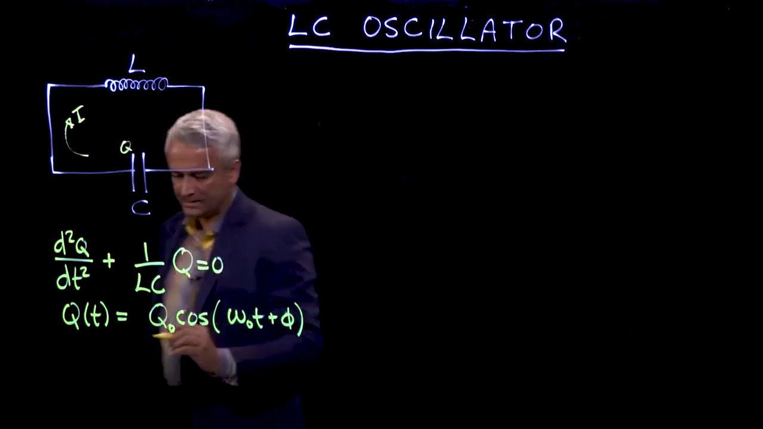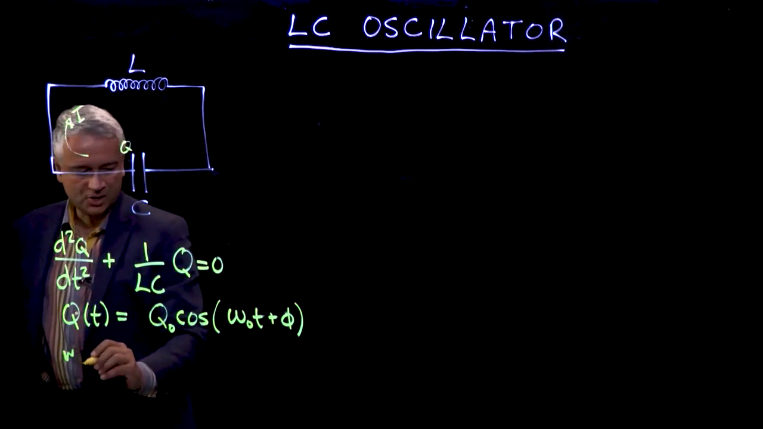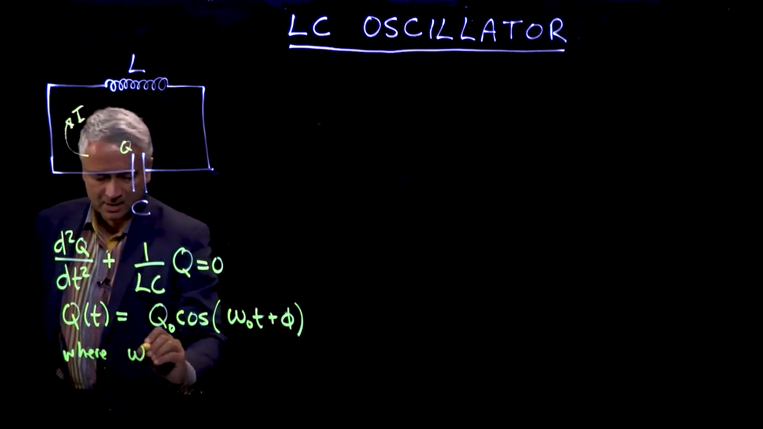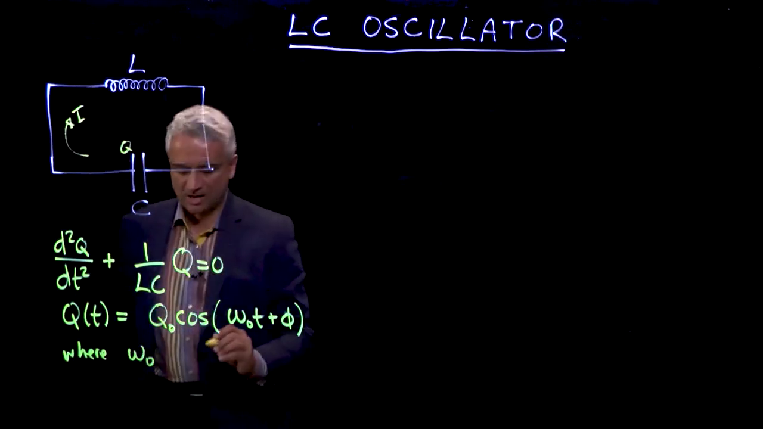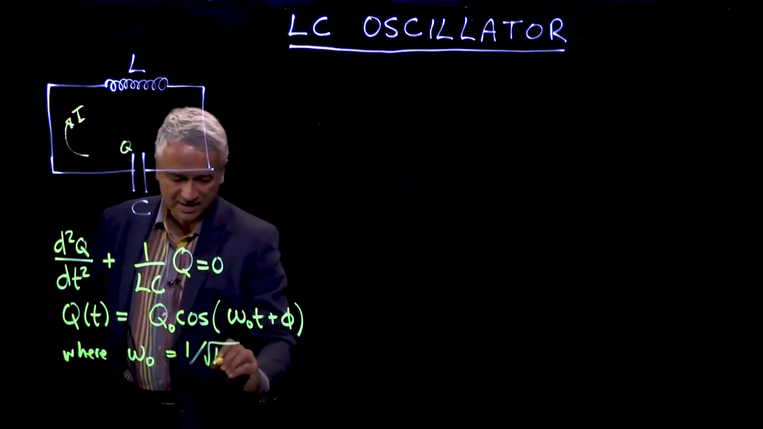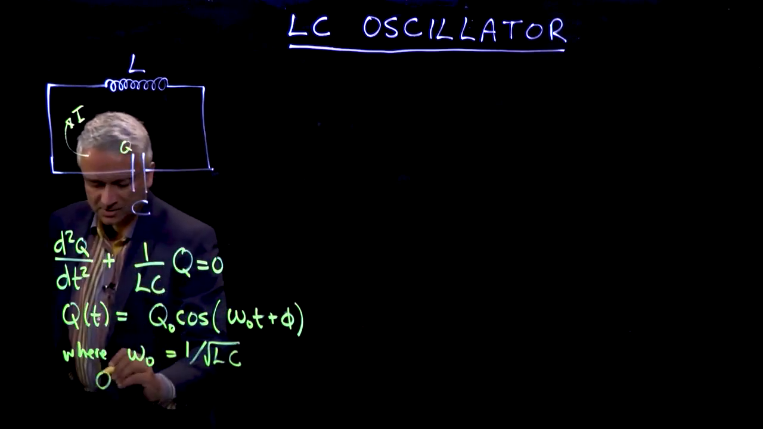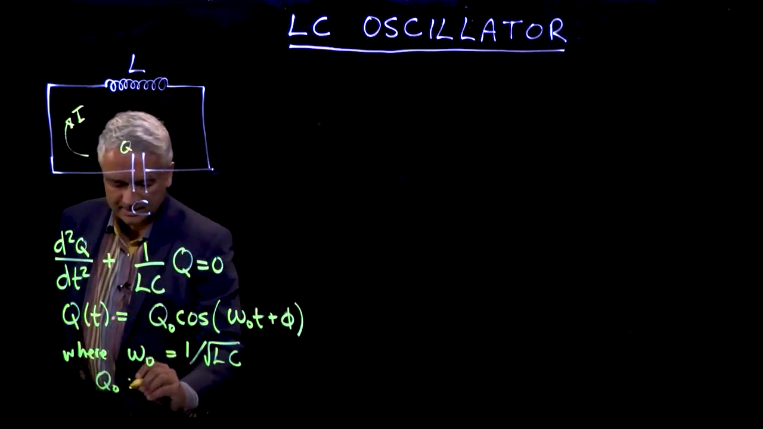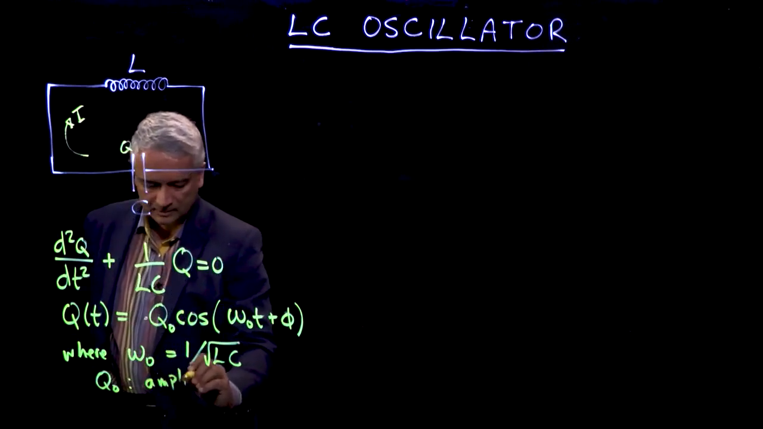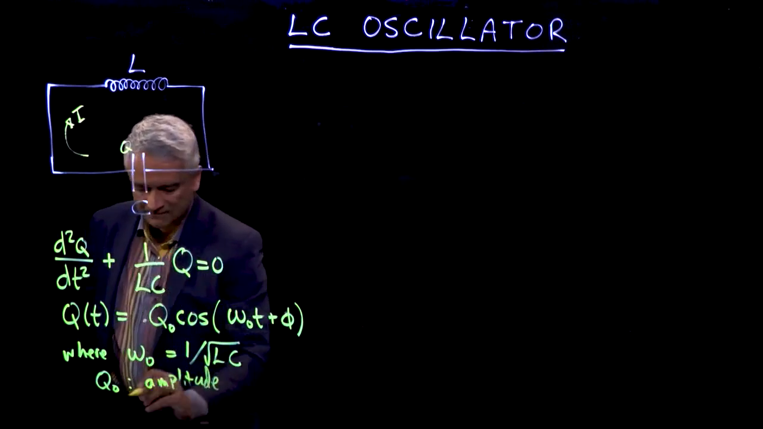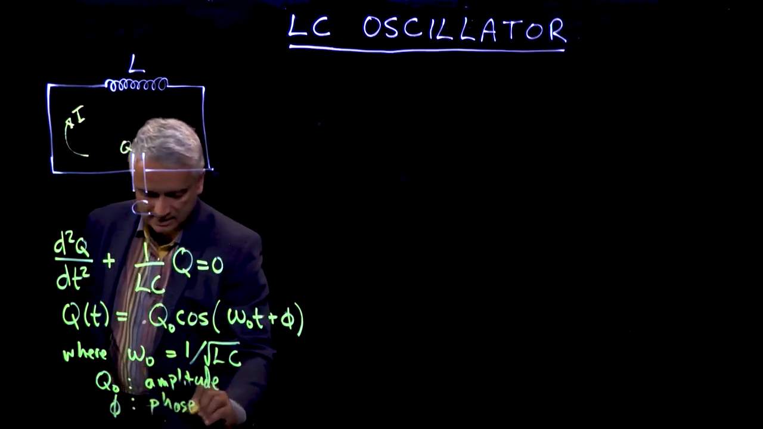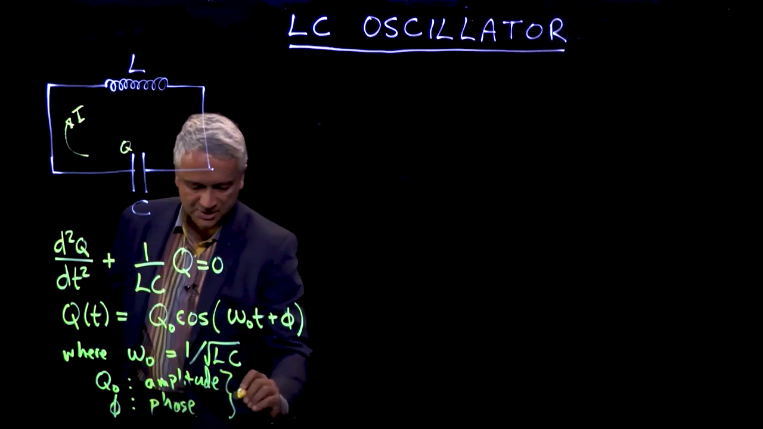Where what? Well, I have to tell you what Q naught, omega naught, and phi are, and the important one is omega naught. Omega naught is not arbitrary at all. Omega naught is 1 over the square root of LC. And Q naught is an amplitude, and phi is a phase. And these depend on initial conditions.